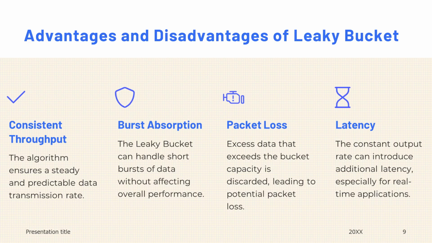Now coming to the advantages and disadvantages. Like any algorithm, the leaky bucket algorithm has its own pros and cons. One major advantage is its simplicity and ease of implementation. It provides a steady output rate, which is beneficial for network stability. However, it also has some disadvantages. During net traffic bursts, it can lead to packet loss if the bucket capacity is exceeded. Additionally, it is less flexible than the token bucket algorithm in handling variable traffic rates.